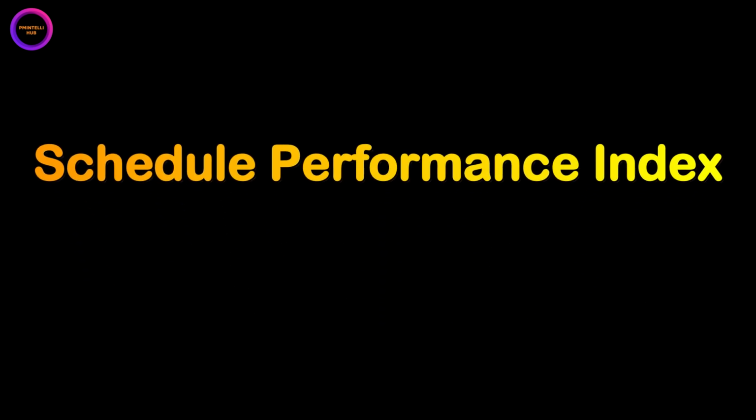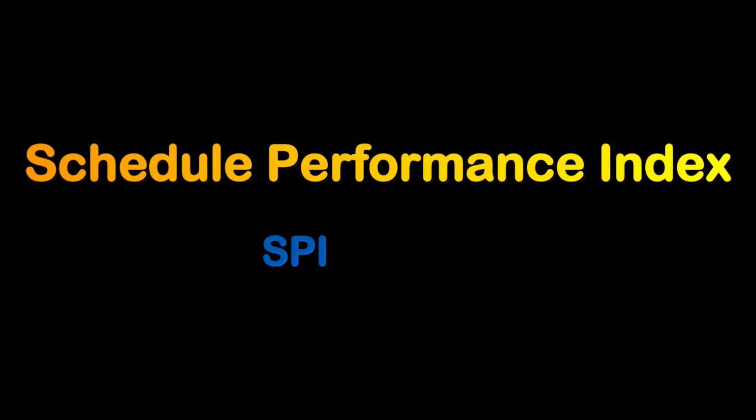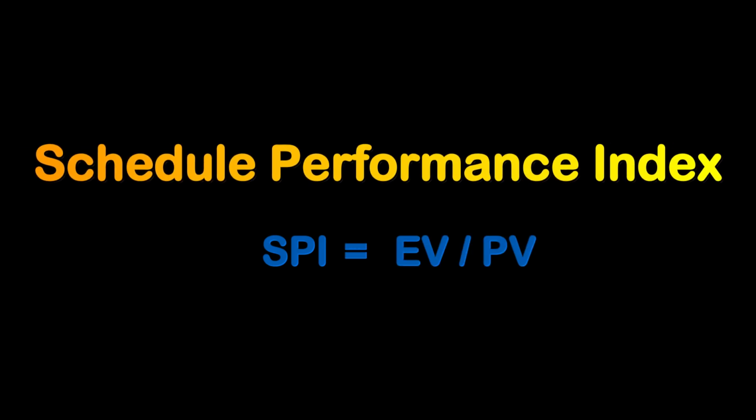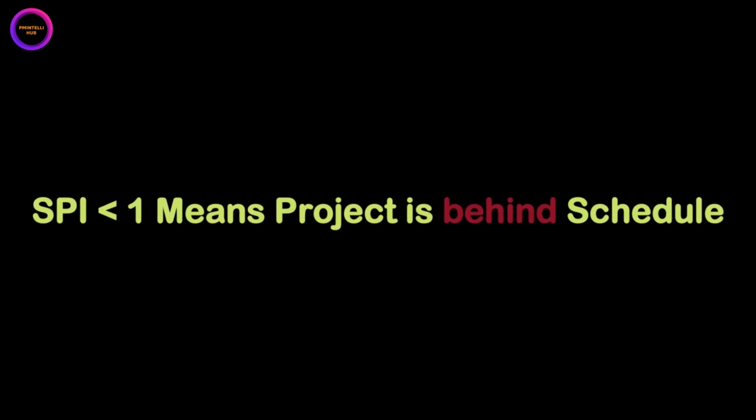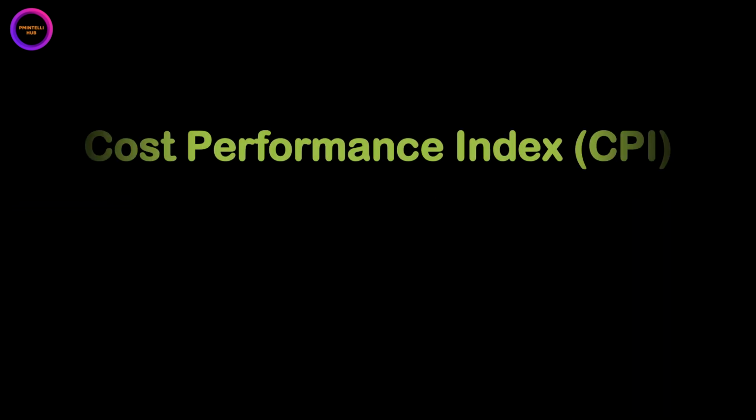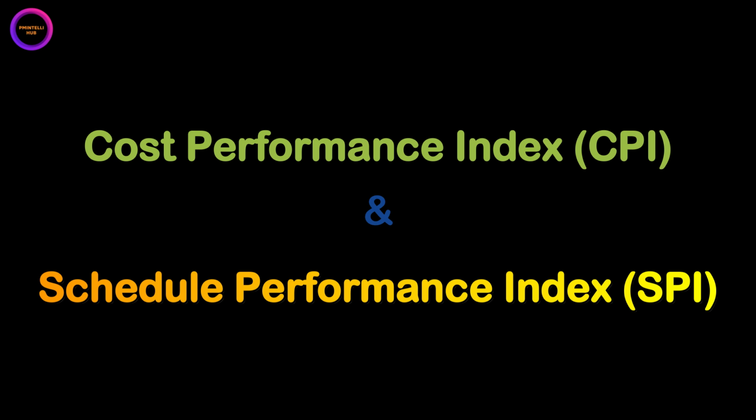Similarly, the Schedule Performance Index, or SPI, is earned value divided by planned value, EV by PV. Again, a value greater than 1 means you are ahead of schedule, while a value less than 1 means you are behind schedule. These indices are fantastic for tracking trends and comparing performance across different projects or phases.